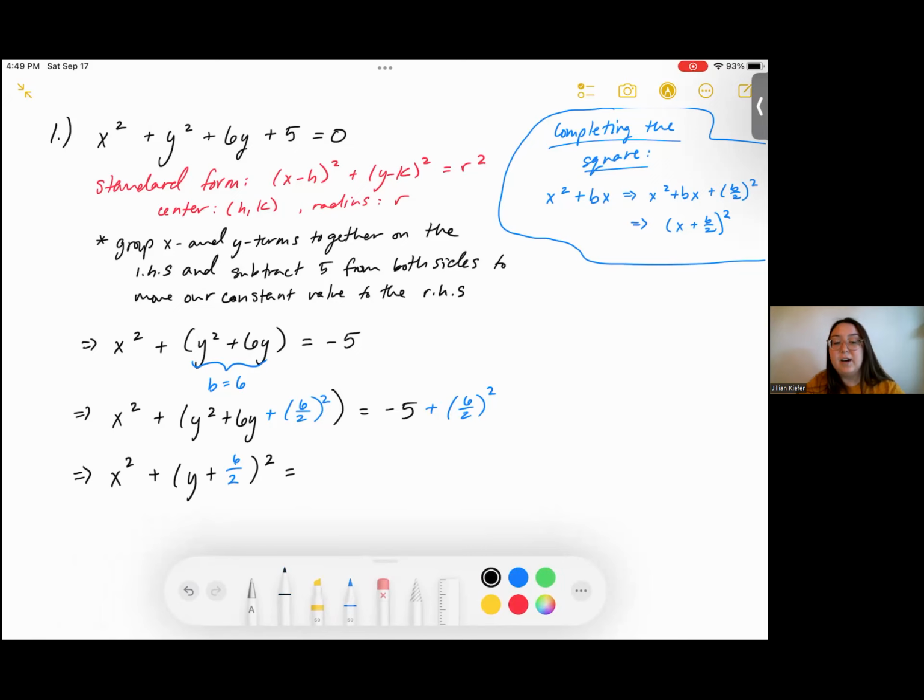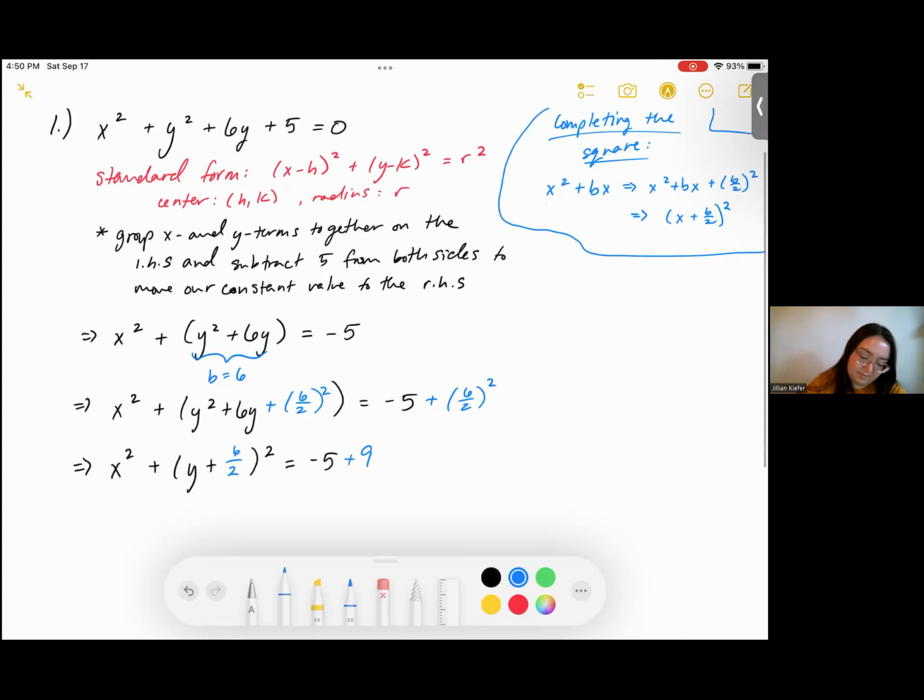Then we just have to simplify the -5 plus 6 over 2 squared. So we want to figure out, what is 6 over 2? 6 divided by 2 is going to be 3. So really we're looking at -5 plus 3 squared. And that value, if you guessed it, was 9. So we have -5 plus 9. Now we just want to do our final simplifications.